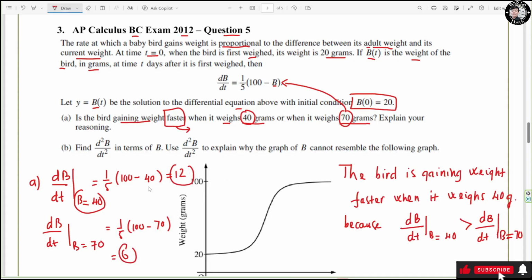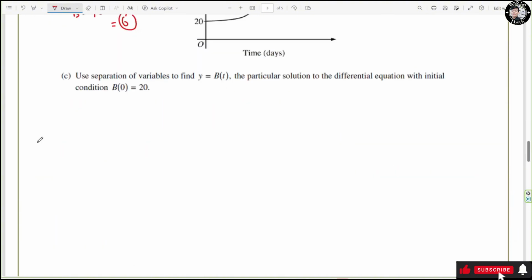Now let's move on to question B. Find the second derivative in terms of B. Use the second derivative to explain why the graph of B cannot resemble the following graph. Alright. So we have dB over dt equals 1 over 5 times 100 minus B, right?